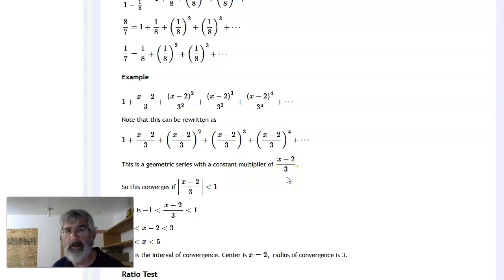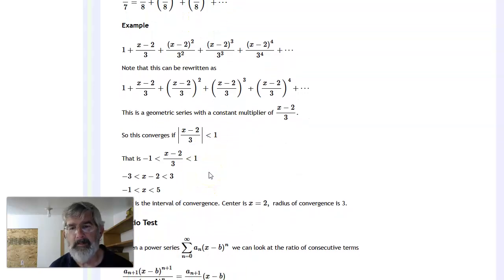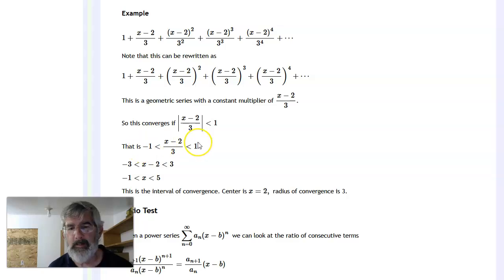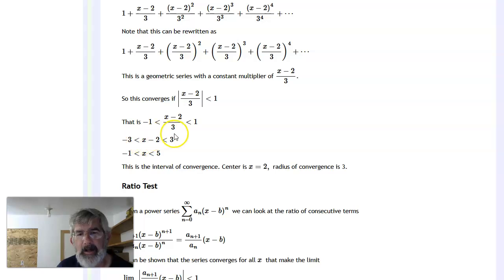So it turns out that this will converge if that multiplier is somewhere between -1 and +1. Okay, so I need that (x minus 2)/3 in absolute value to be less than 1, which means that it has to be between -1 and +1. If I multiply all three sides by 3, multiplying by a positive number will not change the direction of the inequalities. So -3 is less than x minus 2 is less than 3. And then you can add 2 to all the sides, and you get -1 is less than x is less than 5.